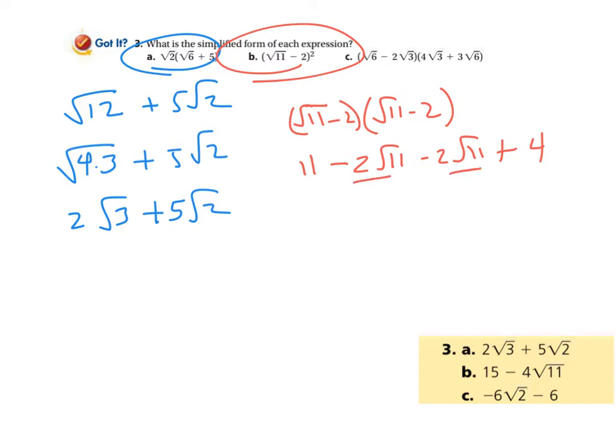These two are certainly like terms, so 11 minus 4 square roots of 11 plus 4. 11 plus 4 is 15. Minus 4 square roots of 11. Nothing I can do with the square root of 11, so that is the answer.